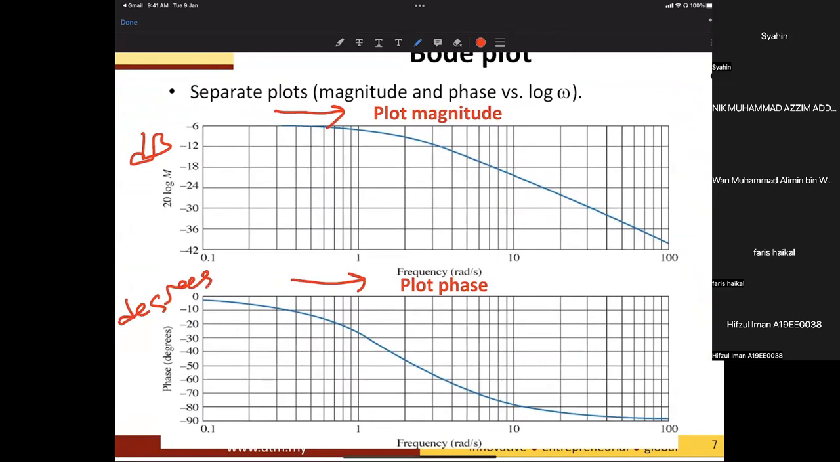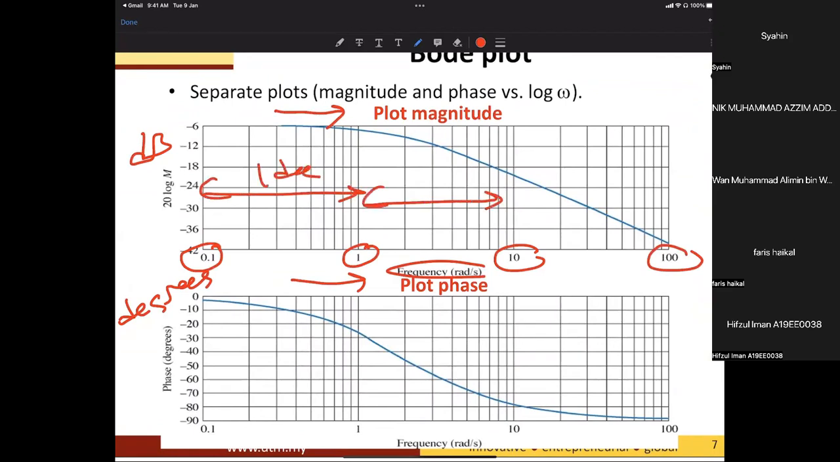So we can see that the frequency value, in radians per second, is in log scale: 0.1, 1, 10, and 100. So this is known as 1 decade, 1 decade, and 1 decade. So this graph has 3 decades. 1 decade is equal to a factor of 10 in frequency values. So what are the values here?